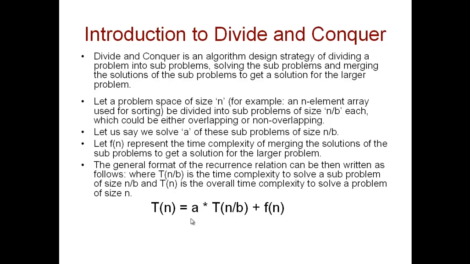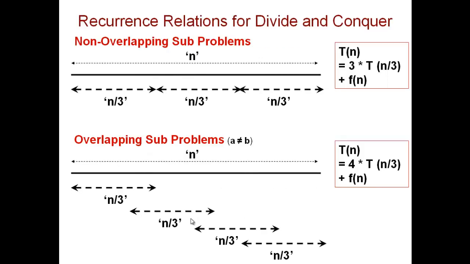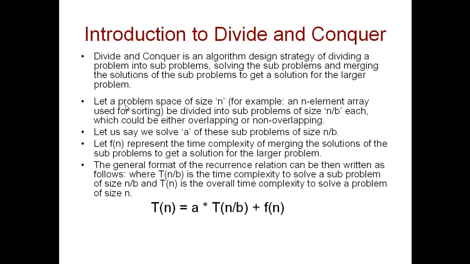Once we get the solutions of the sub-problems, we need to combine them, because each sub-problem gives you a solution only for its size, n over 3 elements, not for the entire problem of size n. So we need to combine, or what is called merge, the solutions of the sub-problems and find the solution for the larger problem of size n. The time complexity to combine the solutions of the sub-problems is given here as f of n. That's the time we'll assume to combine the solutions of the sub-problems and arrive at the solution for the larger problem of size n.